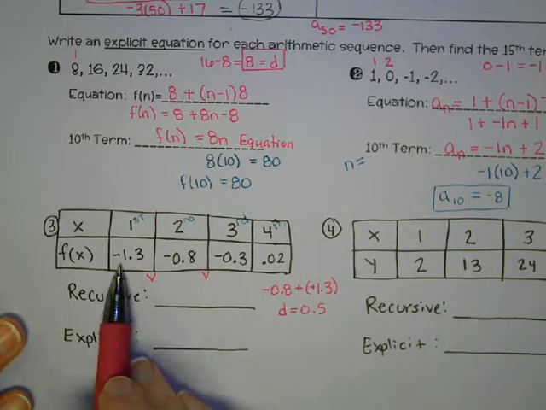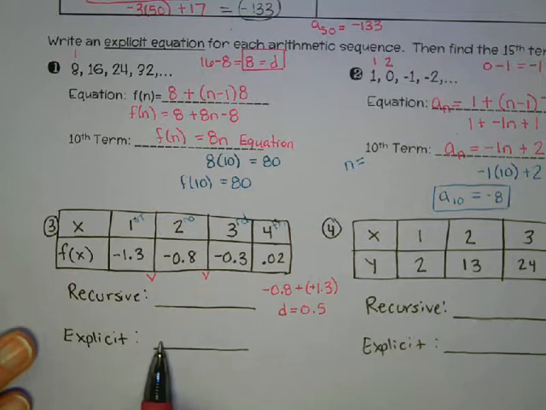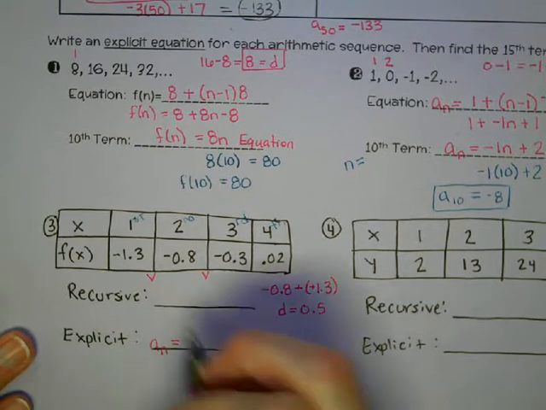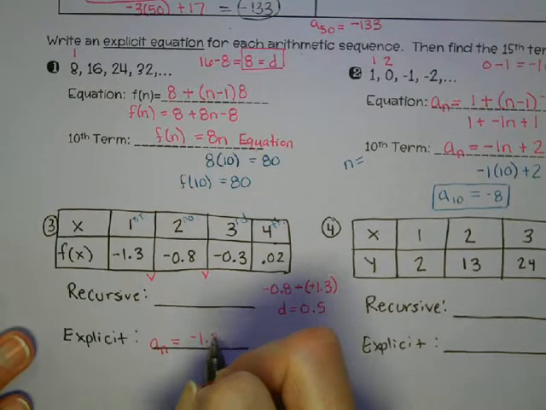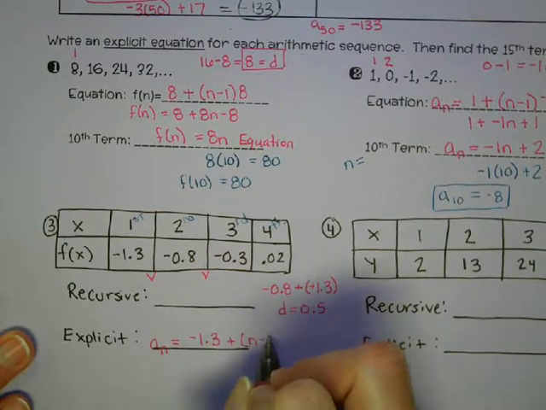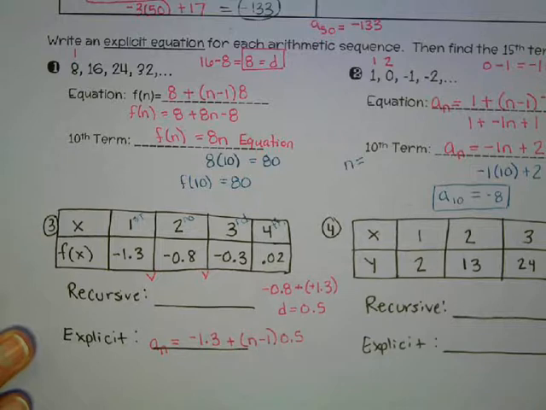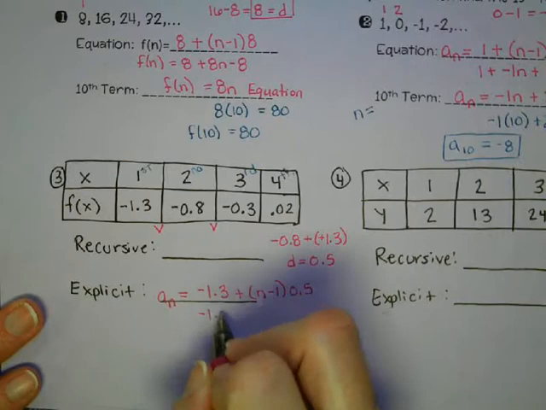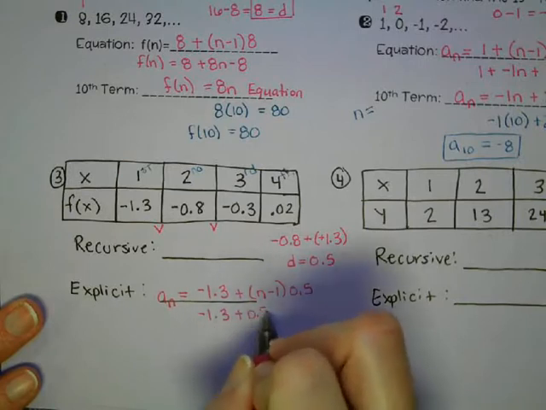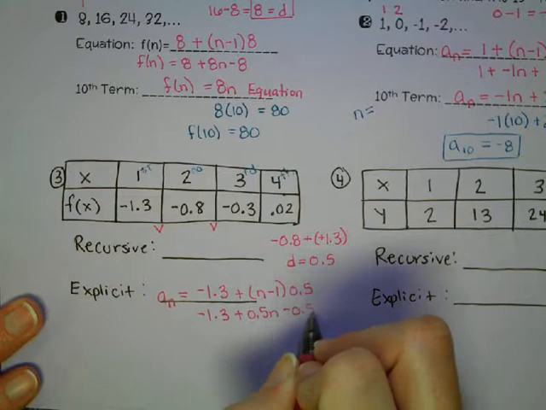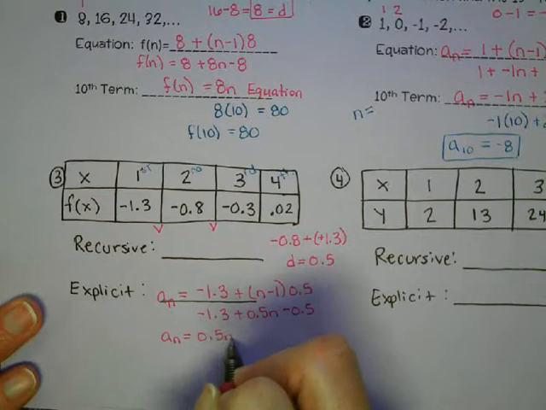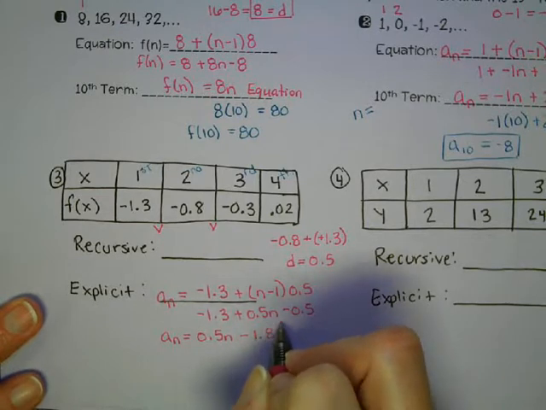I'm going to do the explicit one first, I think, because that's the one we just practiced on this page. So it says A n equals the first term, negative 1.3, plus n minus 1 times 0.5. Once I plug it in, you distribute. And then I'm going to combine those like terms, so I'd have 0.5n minus 1.8. So that is your explicit.